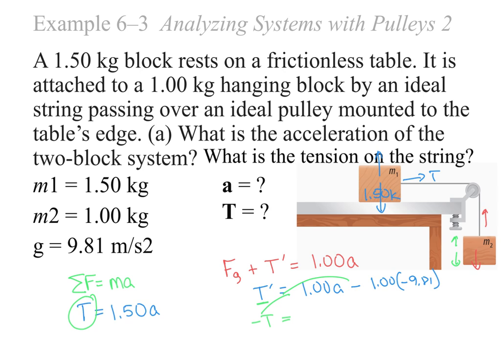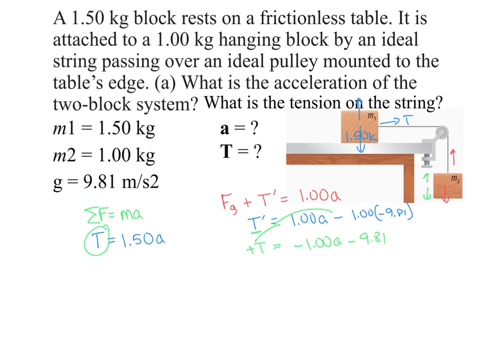So if I distribute that, I have a negative 1.00a, and I'm going to minus the 9.81. Now I have my two tensions, and I've already distributed that negative, and I can solve. I'm going to set my two tensions equal to each other, just like I did before. 1.50a equals negative 1.00a minus 9.81. What is my acceleration? Go ahead and solve for it.